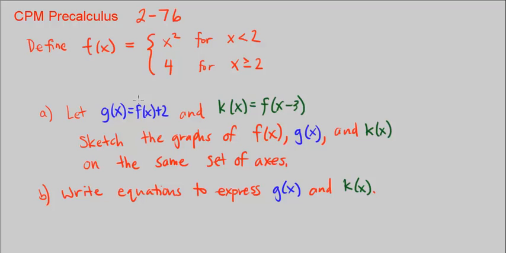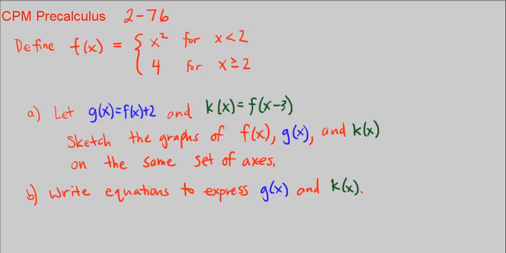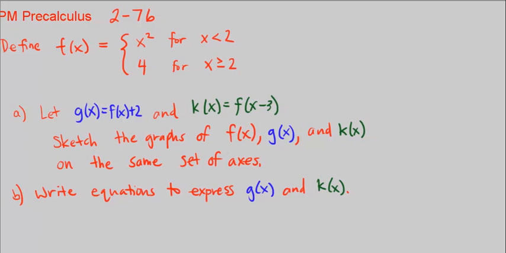Okay, so we know that that's a transformation, shift up 2 units. And k of x is defined to be f of x minus 3, and we know that is a transformation again from f of x, just shifted horizontally right by 3. So let's sketch the graphs of f of x, g of x, and k of x on the same set of axes. And then let's write the equations to express g of x and k of x, watching out for the domains in part B.